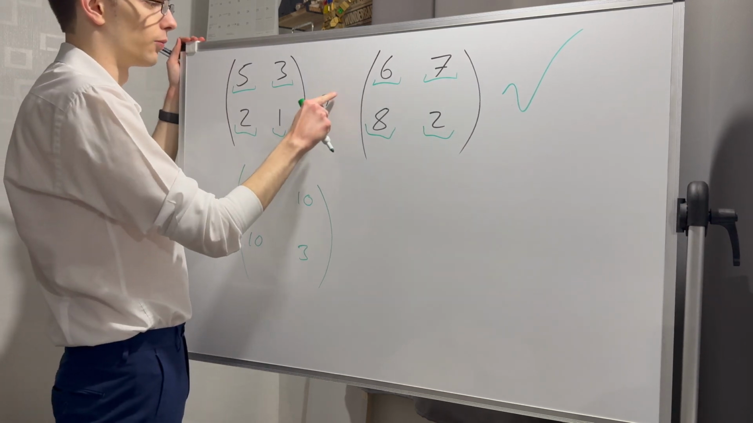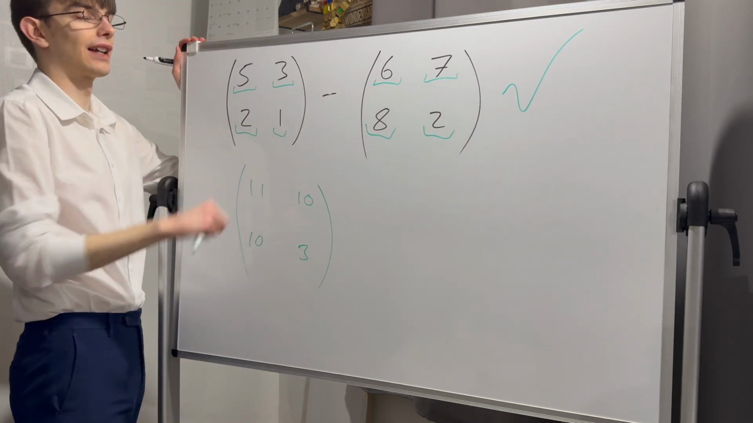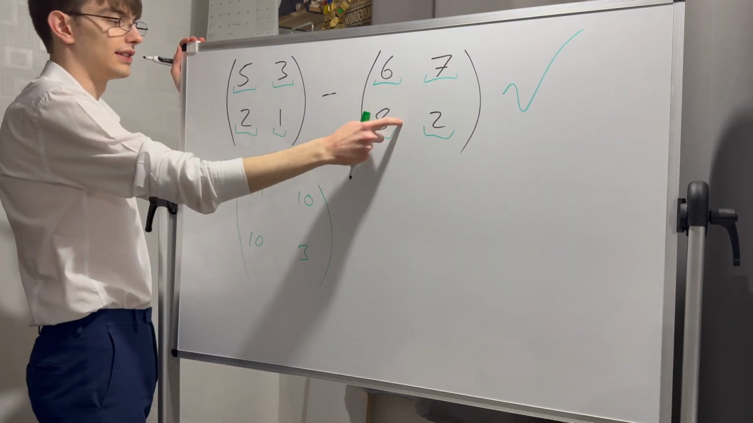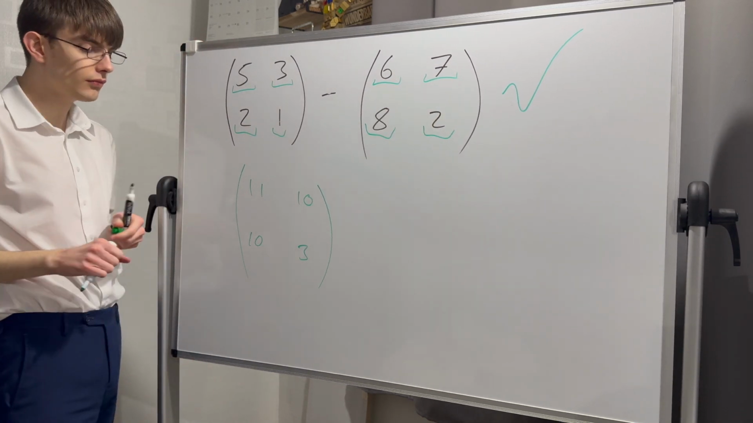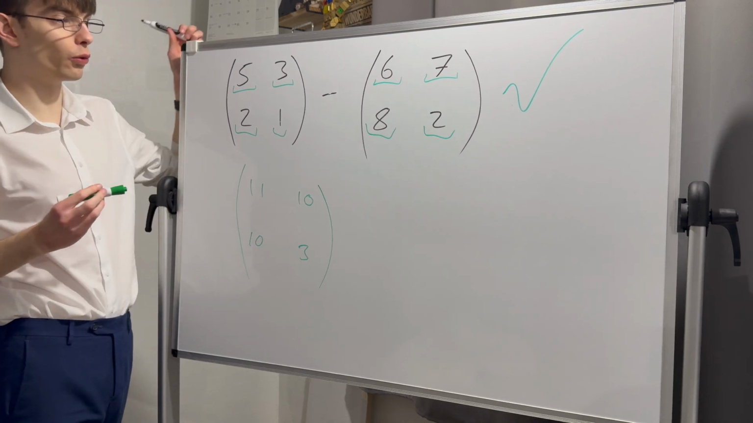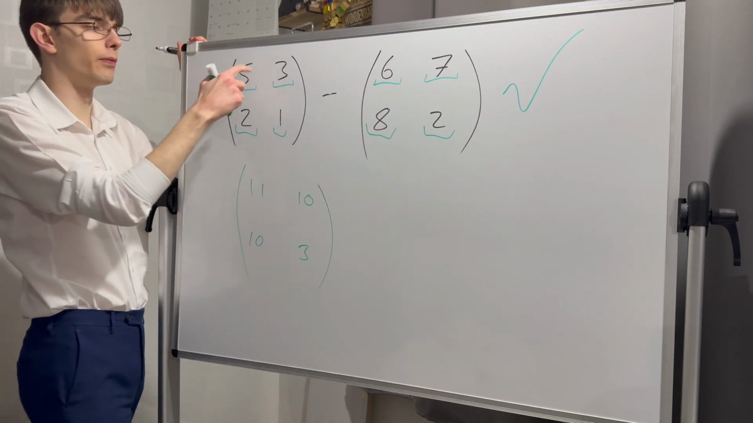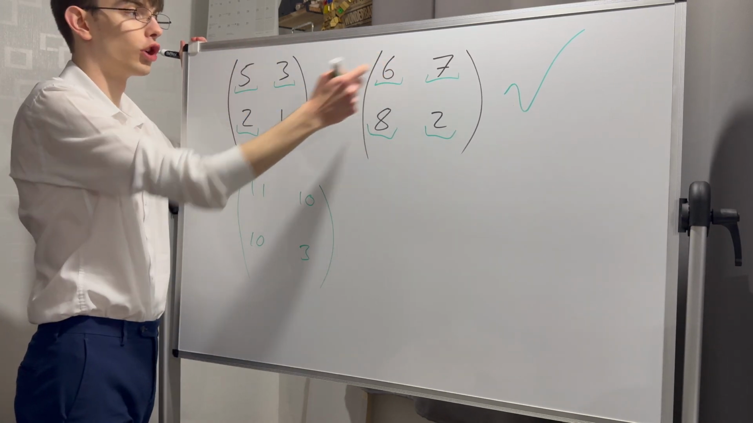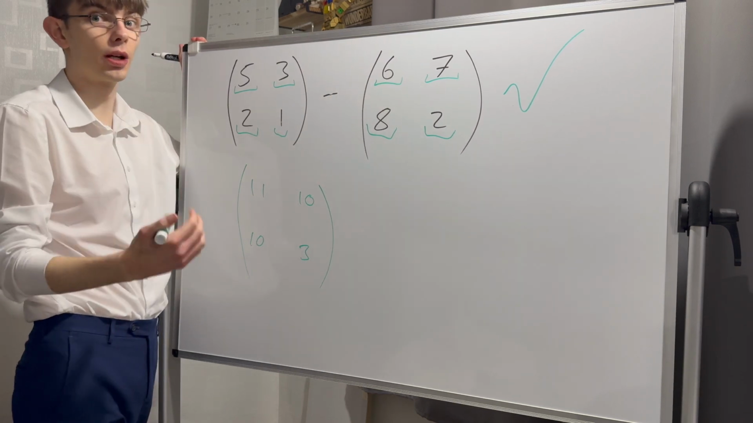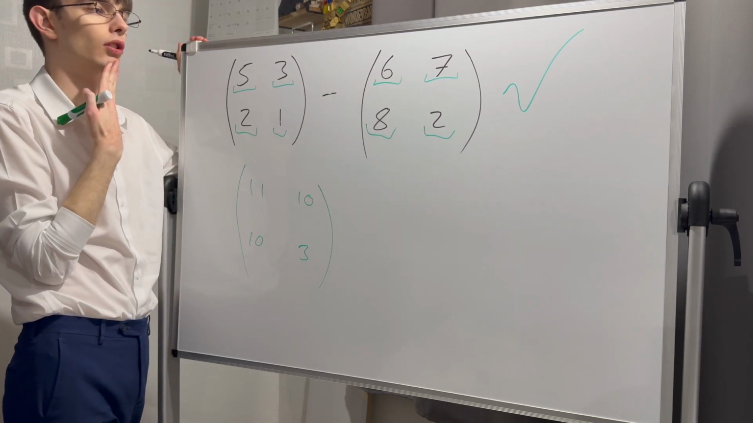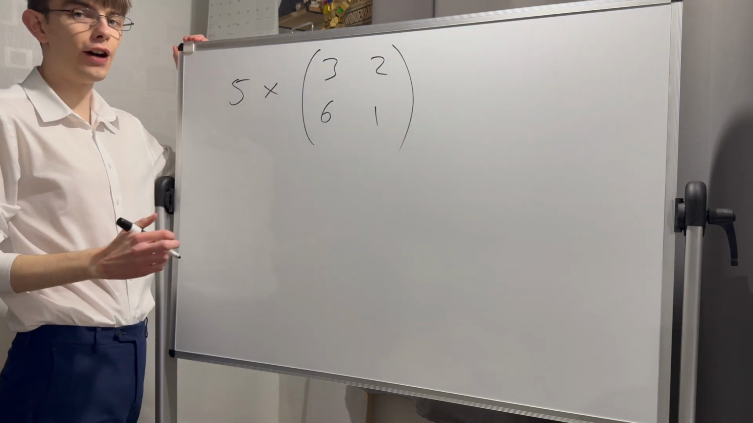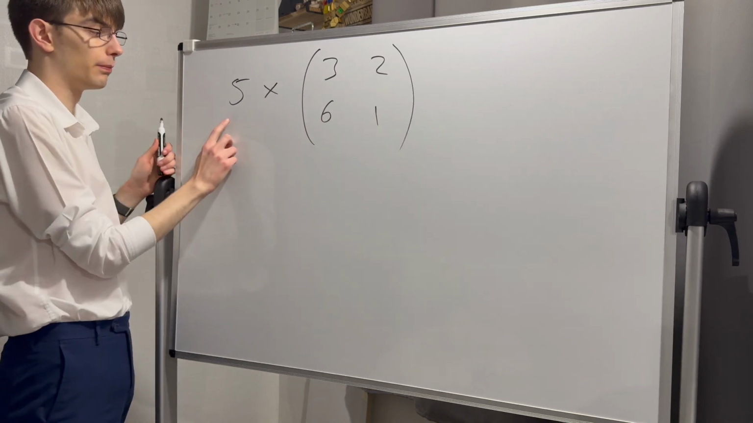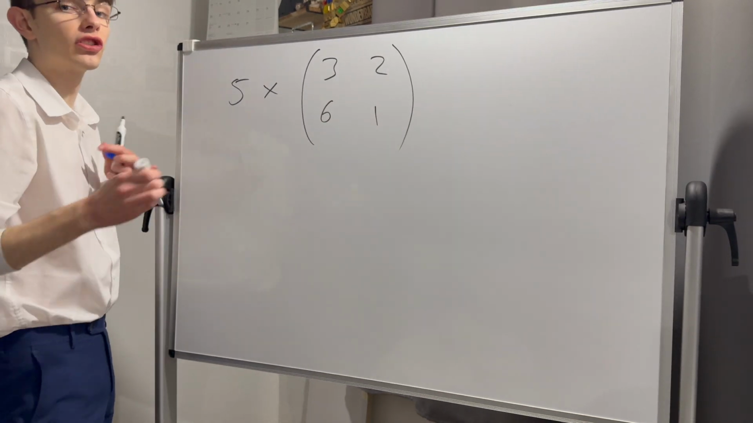Likewise, if this was a subtraction, they would subtract exactly as you would expect. 5 minus the 6, 3 minus the 7, 2 minus the 8, and 1 minus the 2. So it's very, very important to start taking note of the position of each of the numbers, because it's important that we sync up top left and top left, top right and top right, and that becomes especially true in a moment when we look at multiplication. Now, our first step to matrix multiplication is when we multiply a matrix by a number. And I'm going to stop calling them just numbers now.